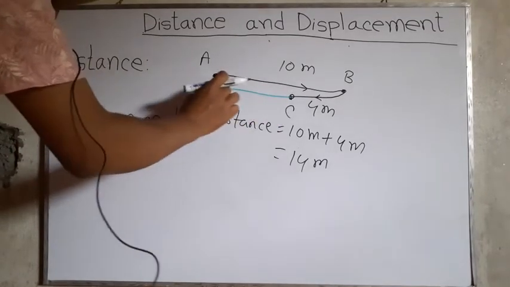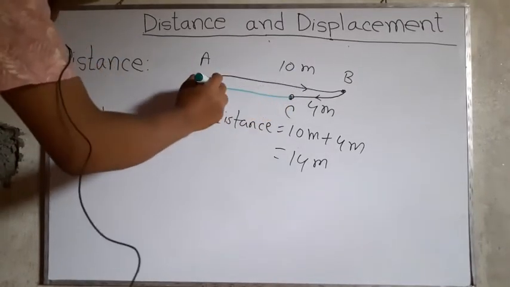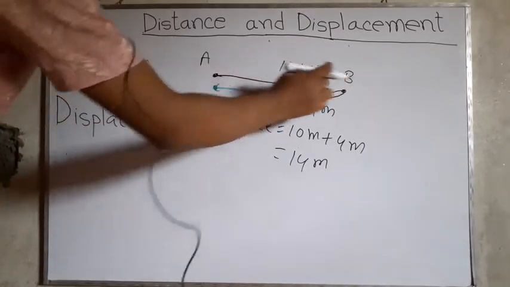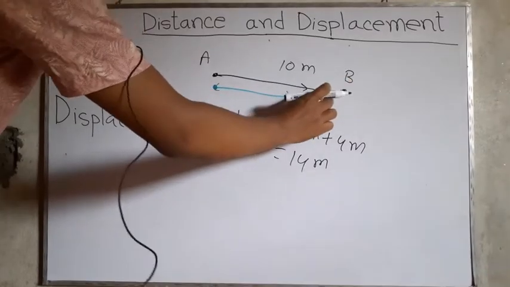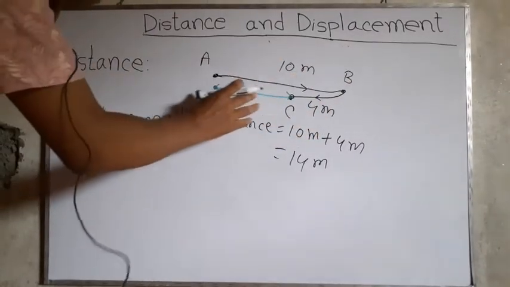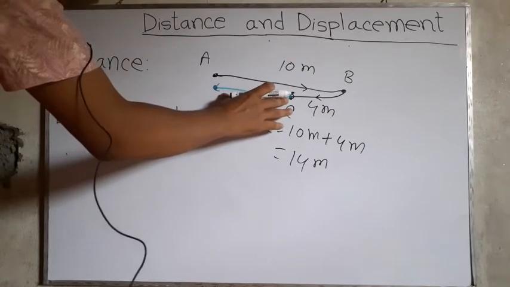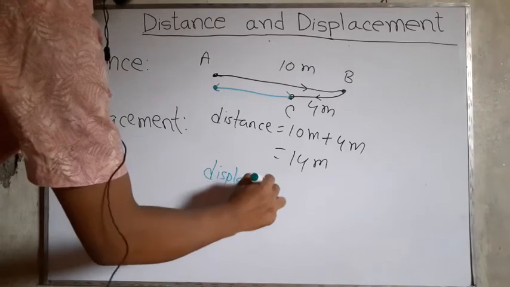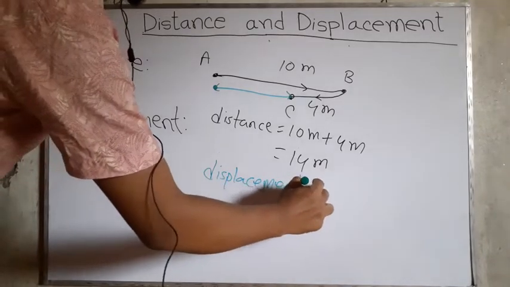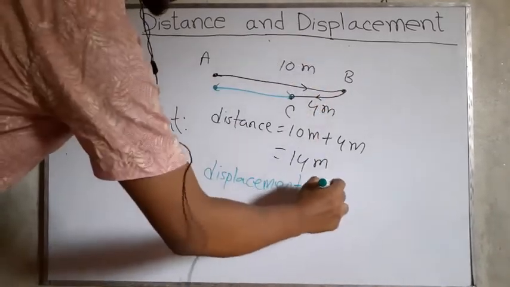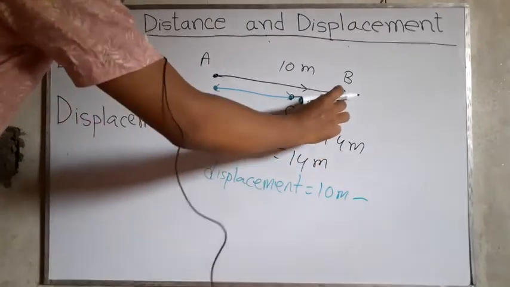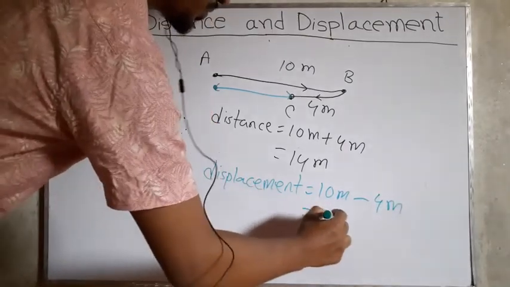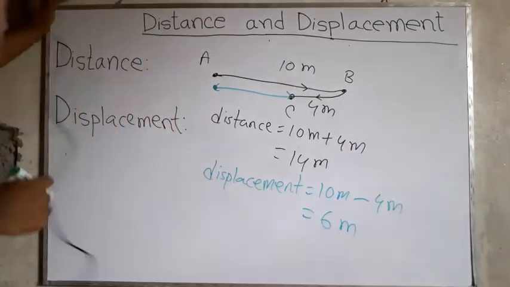Now, what is the distance from A to C position? From A to B is 10 meter and B to C is 4 meter. Then what is the distance between A and C? Your displacement is equal to 10 meter minus this 4 meter, is equal to 6 meter.